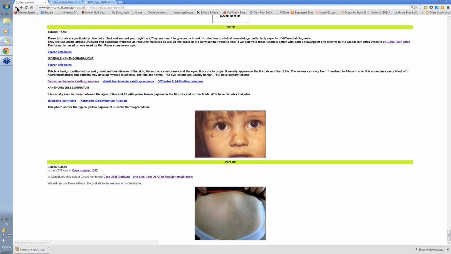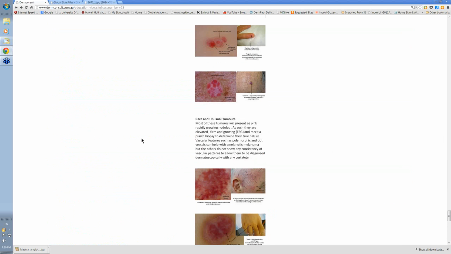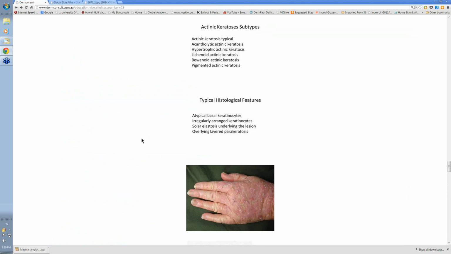And we also wanted you to look at these two cases that are in Global Skin Atlas. One was on ecthyma and one was on macular amyloidosis. I want to talk about both of those if we've got time. So that's an overview of what we'll look at in Module 3B.